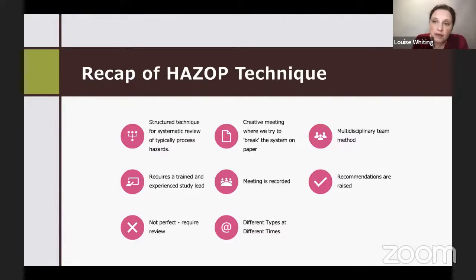You have different types of Hazops at different times. So if you have only been to 1 or 2 Hazops, you might be thinking, what, there are even more different types? Yes, there are different types of Hazop. If you want to know a little bit more about them, then get in touch with me. I've also got some training courses on the different types of Hazops and when you might use them and what you might get from them.